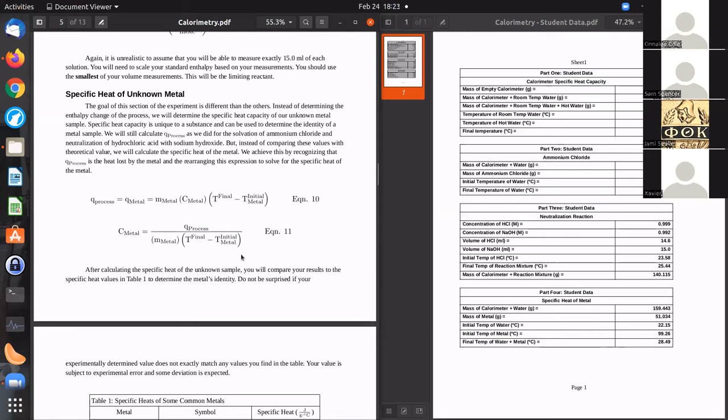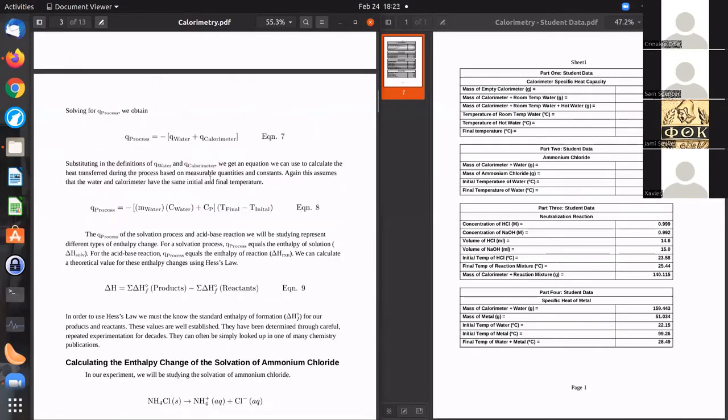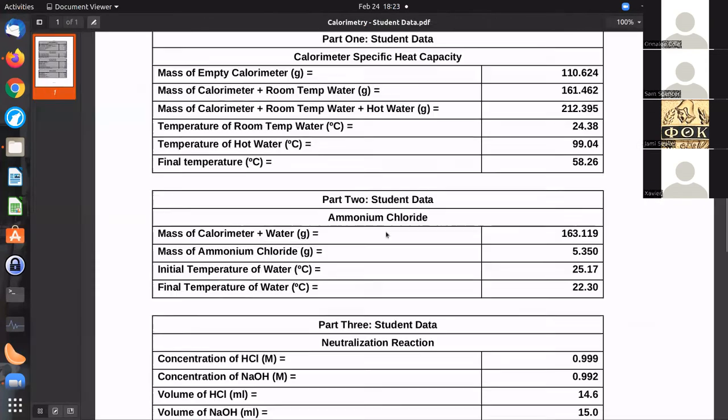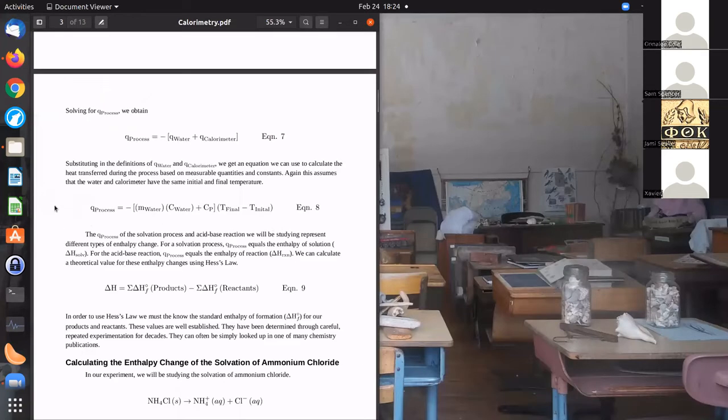So what we're going to do now, and a few people got a little confused about this, is we're not calculating a new Q process. We're going to come up here and use the same formula that we used before for Q process. And we have all the information here. We've got our mass of water, the initial temp of the water, and the final temp of the water and metal. So we have all of the information that we need.